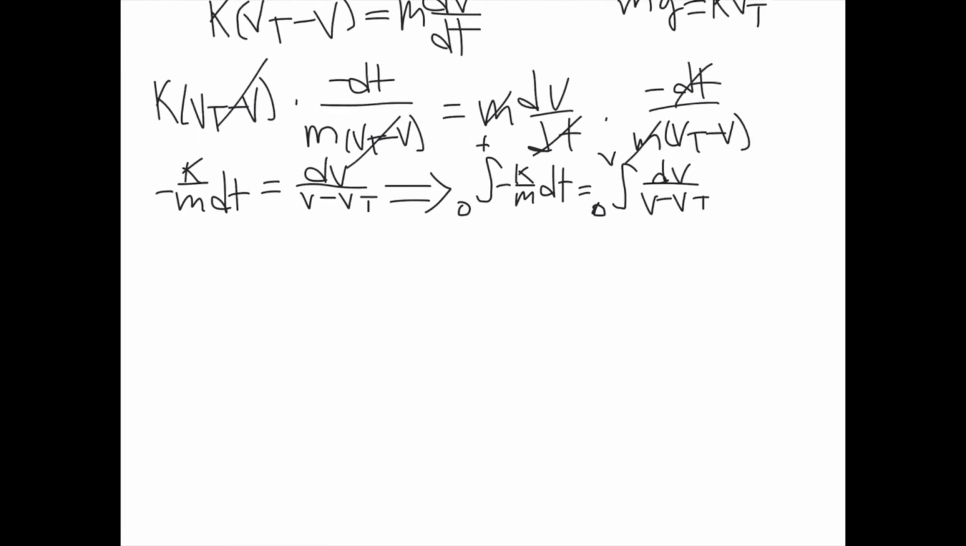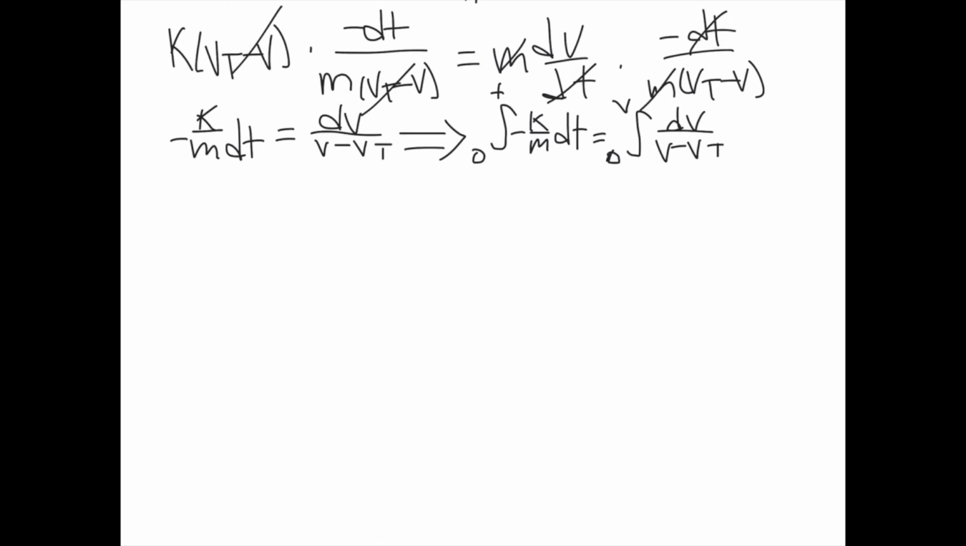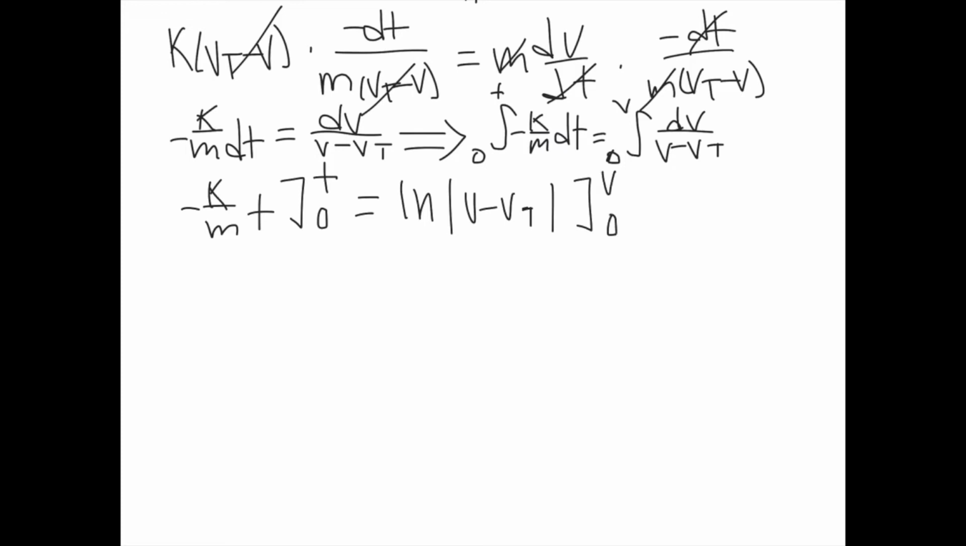Okay, now I'm going to have to integrate. This first case is really easy. So all that we have is negative k over m t evaluated at time t and 0. And this next case is also quite simple. It may not look that way at first, but you actually can use reverse chain rule. The derivative of v minus v terminal, since v terminal is a constant, will just be 1. We already have 1 outside, so we can already write this as ln absolute value v minus v terminal evaluated at v and 0.